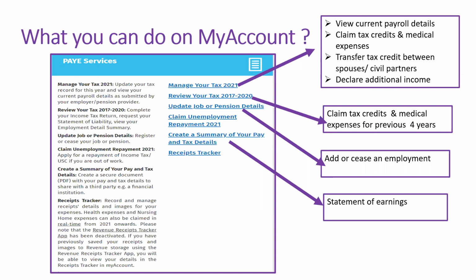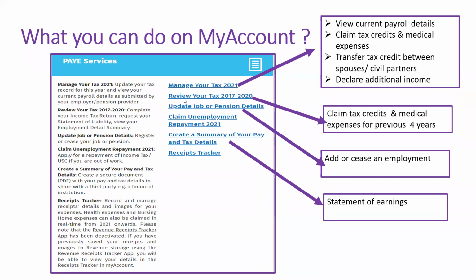If you want to transfer tax credits between spouses or civil partners for the current tax year, this is where you can do it also. And there is a little wizard where you put in each party's gross earnings, and that will help you come to an appropriate division of tax credits. You can also declare additional income for the current tax year.